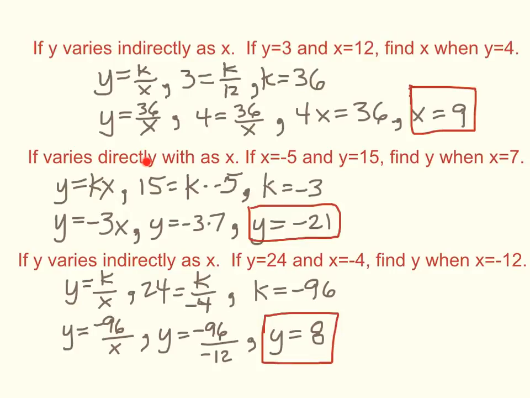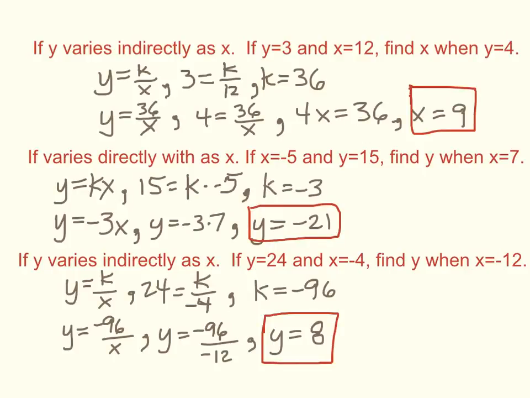Here's a direct variation example. If y varies directly as x, and if x equals -5 and y equals 15, I start with the direct variation equation, plug the 15 and the -5 in, divide both sides by -5, and k equals -3. And therefore I can find y when x equals 7. Start with my direct variation equation with the constant plugged in. Then I plug in 7 for x, and I can calculate that y equals -21.